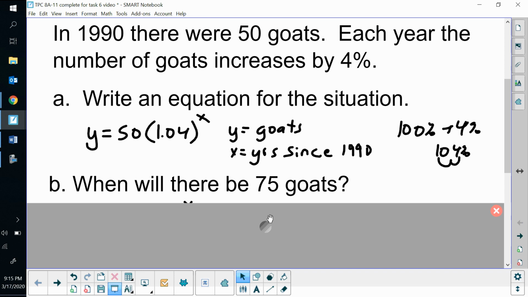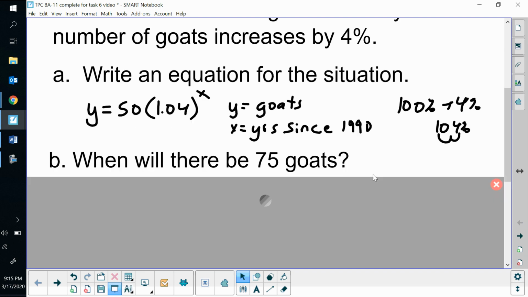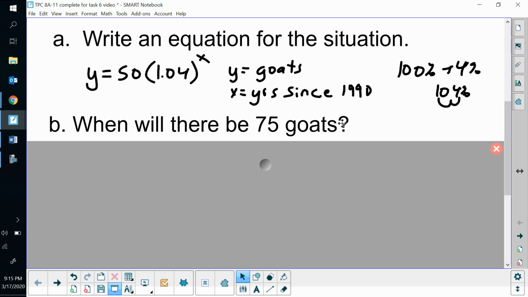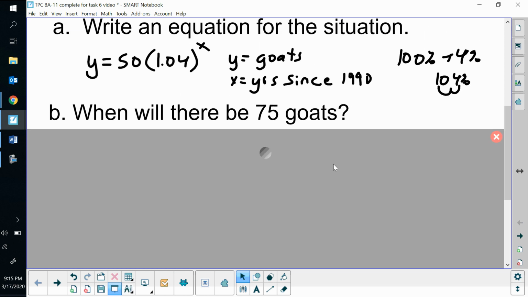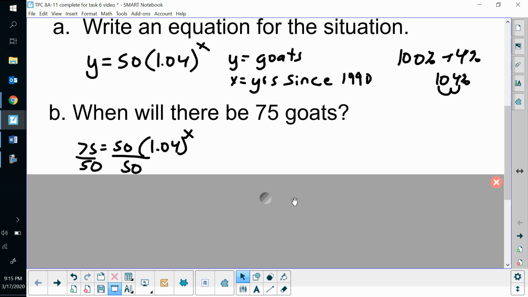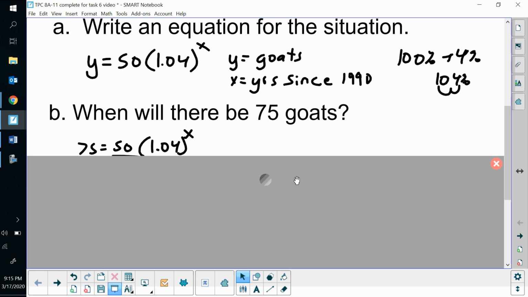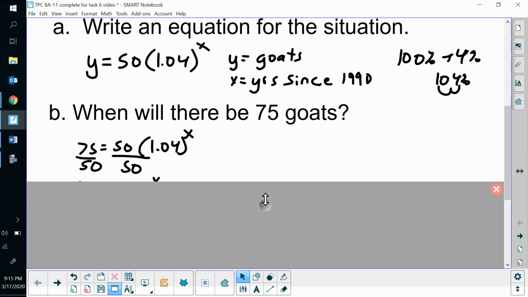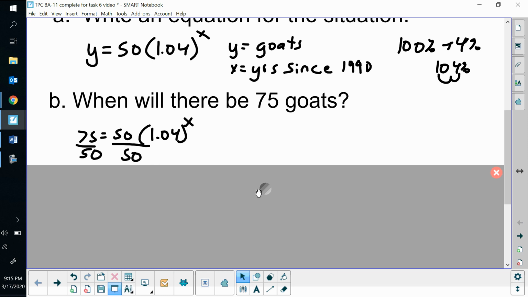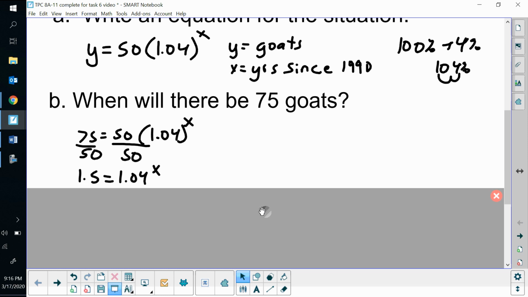So some follow-up questions come with this. What if we said, when will there be 75 goats? Well, the follow-up questions are helpful to look at what x and y were. y was the goats. This just tells us we're going to put 75 in place of y. So we'll start out, we'll put 75 where y is, and we're going to work to get x by itself. So the first thing we'll do is divide the 50 over. And when you put that in your calculator, you end up getting 1.5.